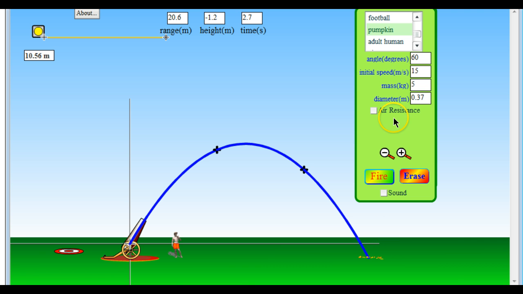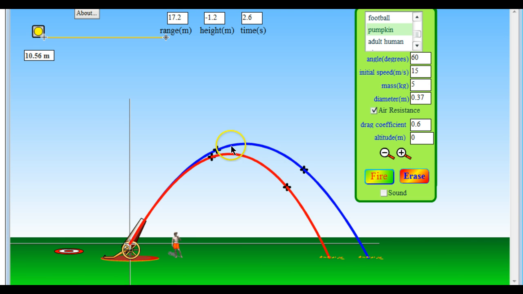But what if there's air resistance? So I'll click the air resistance button on. I'll put a drag coefficient of 0.6 for the pumpkin. It's round, it has a fair amount of drag. And I'll fire at this point. Now you should notice two effects. One, the range is shorter. Some of the energy of the shot has been expended in moving the air out of the way. There's been this acceleration against your motion because of the air resistance.